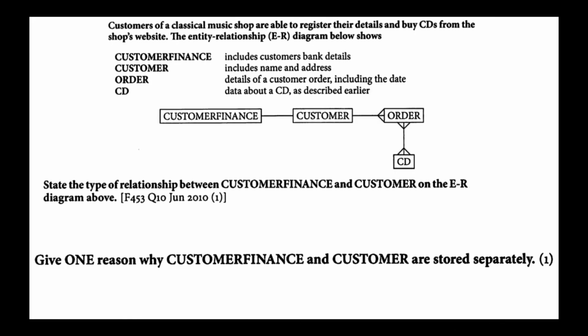So let's begin. On this one, customers of a classic music shop are able to register their details and buy CDs from the shop's website. The entity relationship diagram shows customer finance and customer. State the type of relationship between customer finance and customer. So that is a one-to-one.